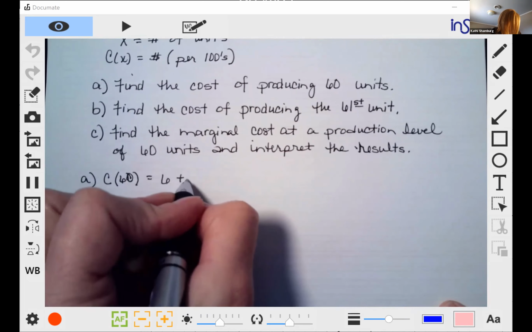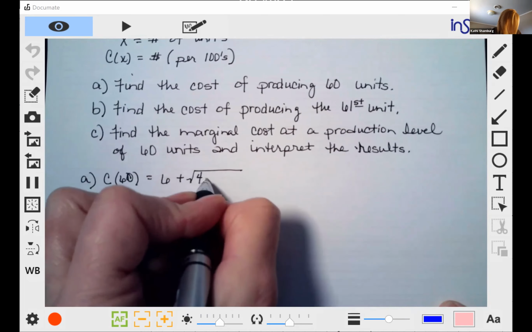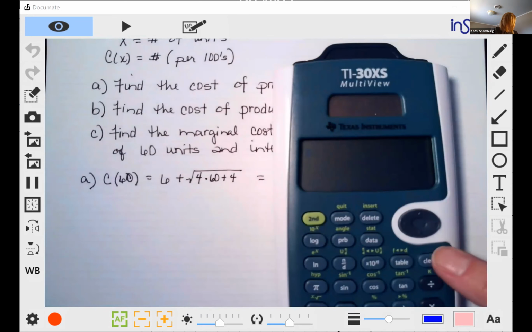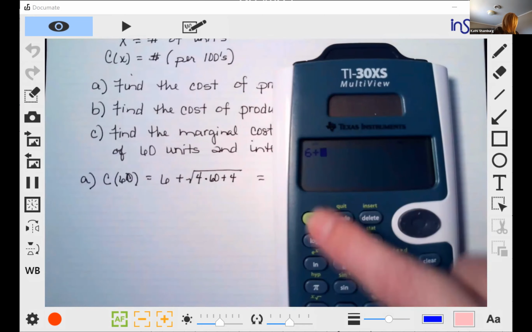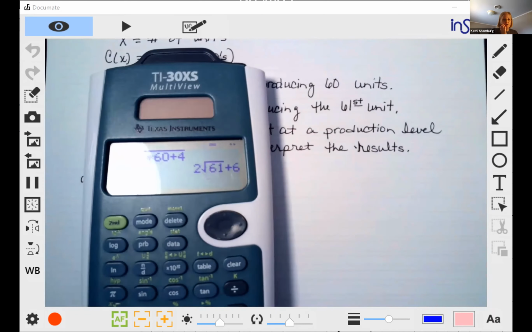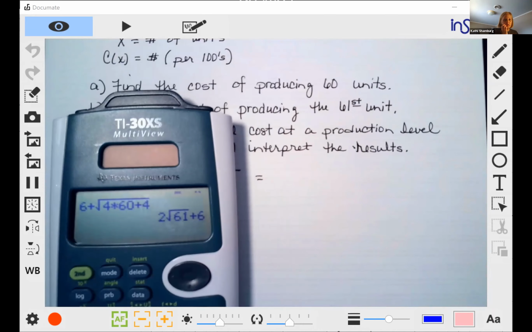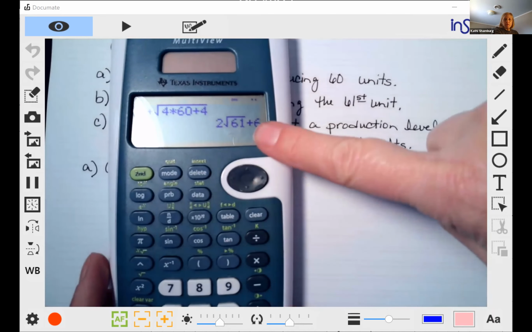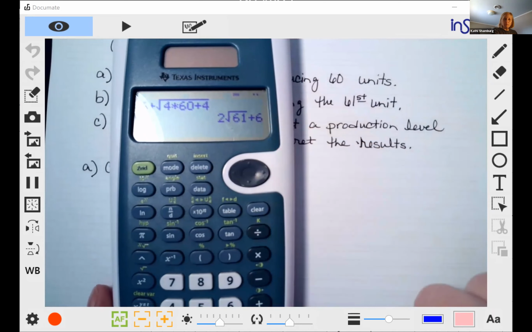So it'd be 6 plus the square root of 4 times 60 plus 4. Sorry about that, trying to get that where you can see it. It gave me a radical answer, so I'm just going to push the double arrow and it'll convert it to a decimal. All right, so 21.6205.